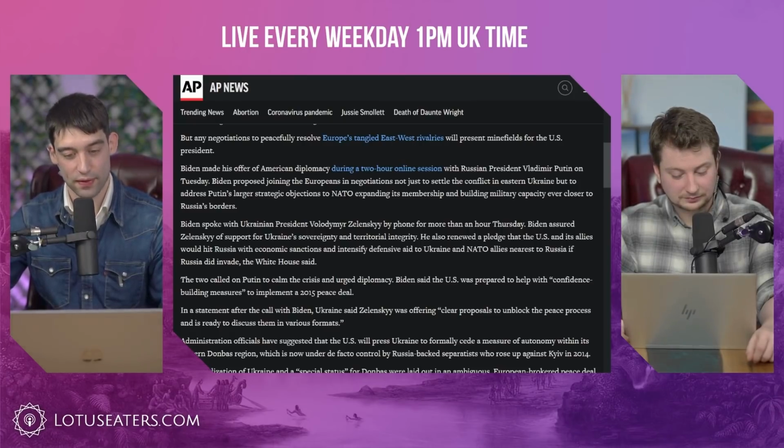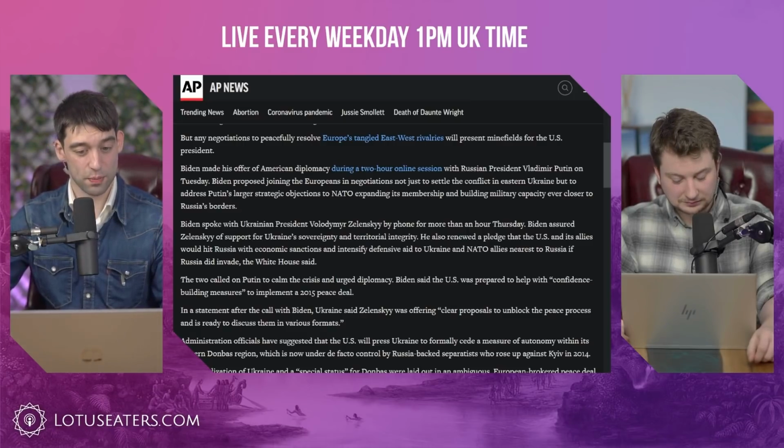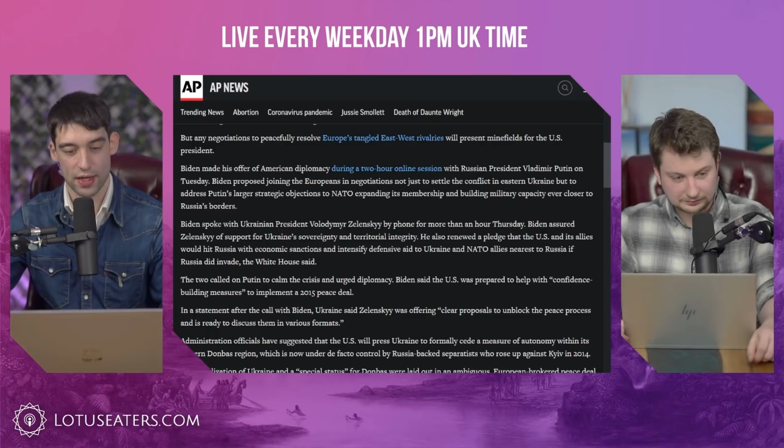Biden will also have to finesse Ukraine's desire to join NATO. The US and NATO reject Putin's demands that they guarantee Ukraine won't be admitted to the Western military alliance.